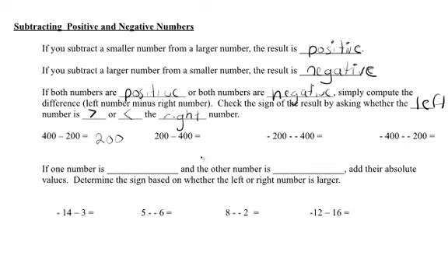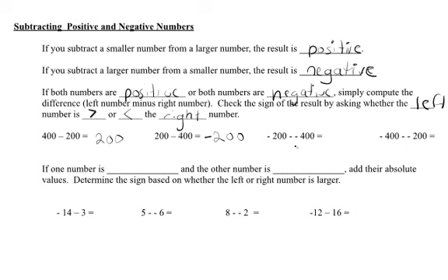200 minus 400. Okay, our difference is 200, but 400 is the bigger number, 200 is the smaller number, so our answer has to be negative. Okay, now let's look at this one.